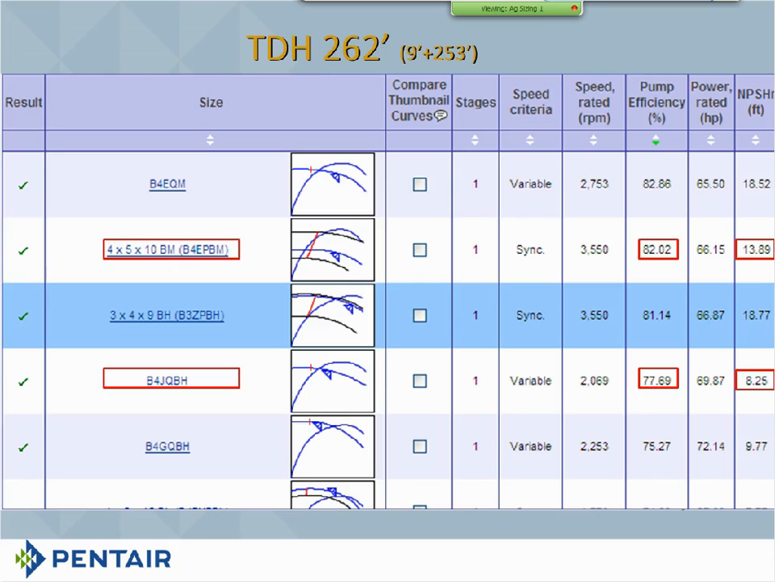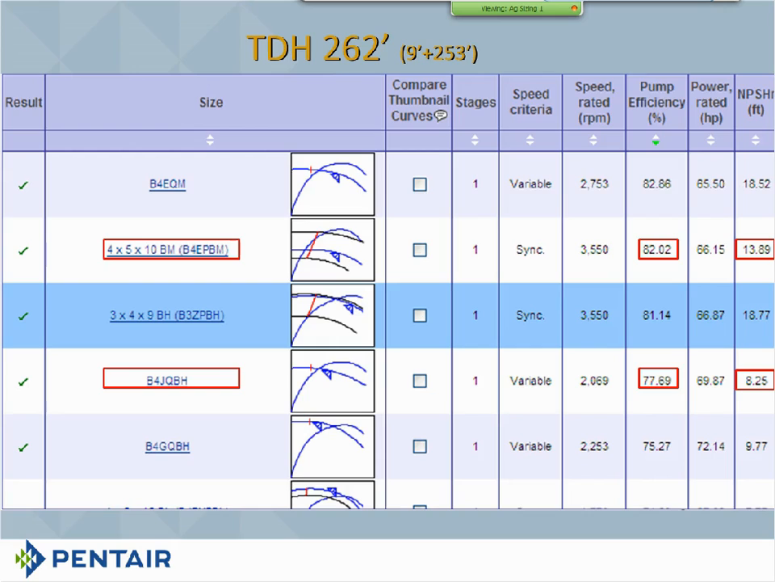Then it picked a 3-inch pump, but again, look at the NPSHR on that. Then it picked our B4JQBH, which we picked, which has an 8.25, really good NPSHR there. If I was at altitude, that's probably the pump I would want to pick. My efficiency did drop about 5.5%, but when you take into consideration altitude, that NPSHR kind of wins out. So that's if I'm going to use 820 with the 6-inch pipe.